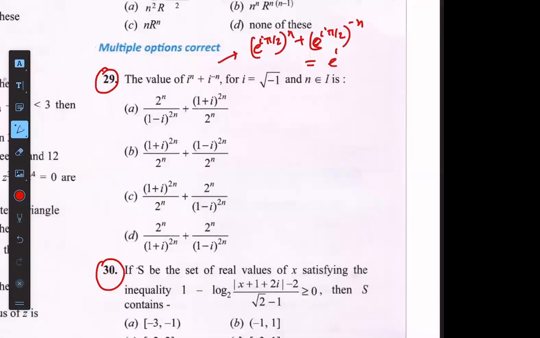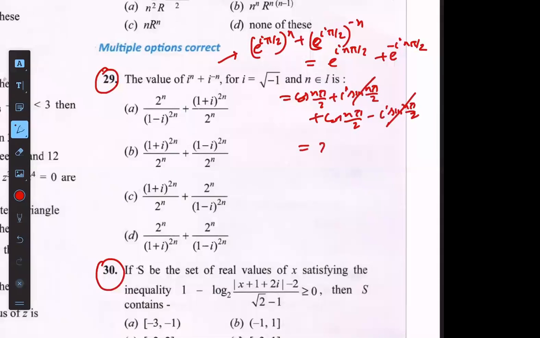So ultimately this becomes e to the power n pi by 2 plus e to the power minus i n pi by 2. So this will become cos n pi by 2 plus i sin n pi by 2. और सेकेंड वन becomes cos n pi by 2 minus i sin n pi by 2. तो ये तो कैंसिल आउट होके आंसर क्या आ गया, 2 cos n pi by 2 आ रहा है। आया समझ में कि नहीं आया?